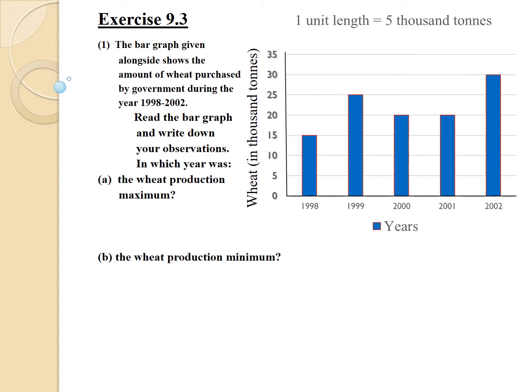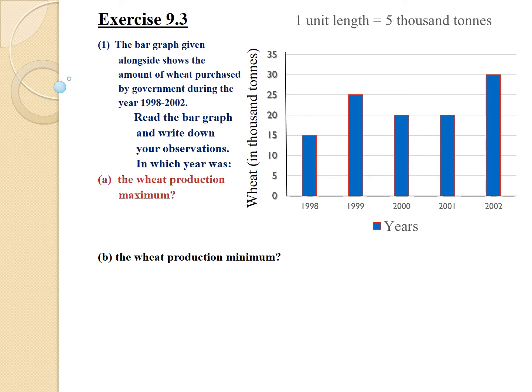Question number 1. The bar graph given alongside shows the amount of wheat purchased by government during the year 1998 to 2002. Read the bar graph and write down your observations. In which year was? Question A. The wheat production maximum.